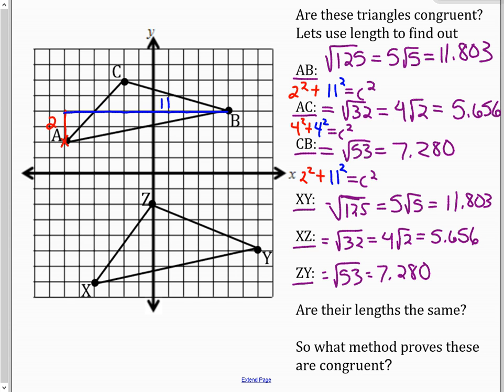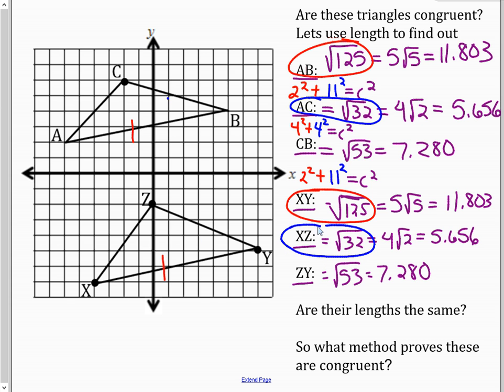So now what we're going to do is we're going to go ahead and mark our diagram with what we know. So I know that AB, which is square root of 125, and XY, which is also the square root of 125, are equal. So I'm going to put a slash on AB and a single slash on XY. Then I know that AC, which is square root of 32, is equal to XZ, which is the square root of 32.